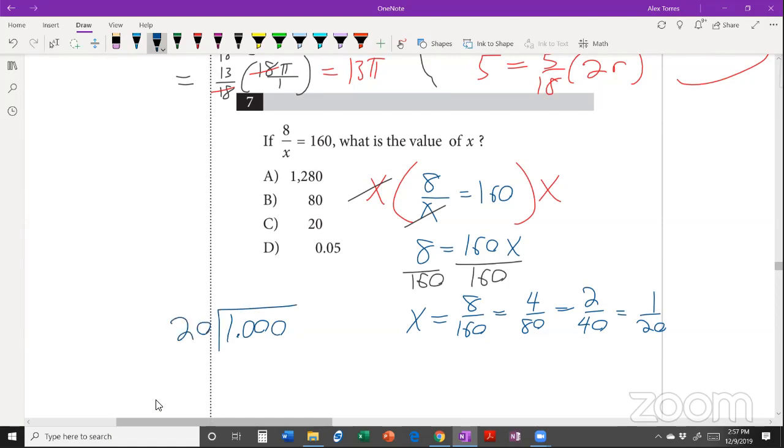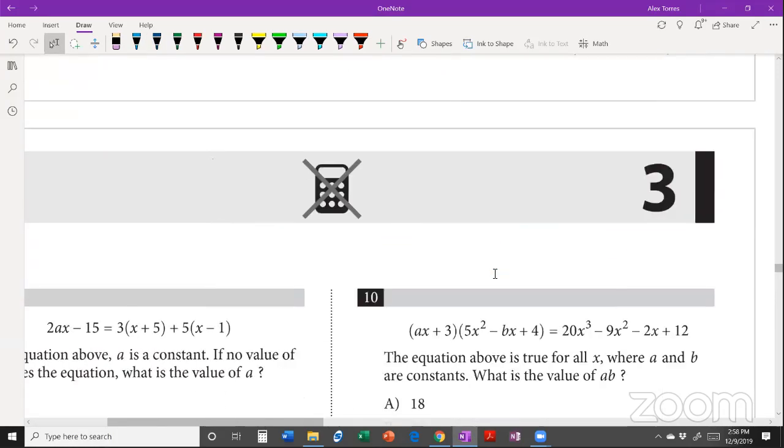And maybe to convert that into decimal form, we could do 1 divided by 20. So how many 20s go into 1? None. How many 20s go into 10? None. How many 20s go into 100? 5. So 1 divided by 20 is 0.05 on this non-calculator section. So the answer to number 7 is D. Now we're going to number 8.